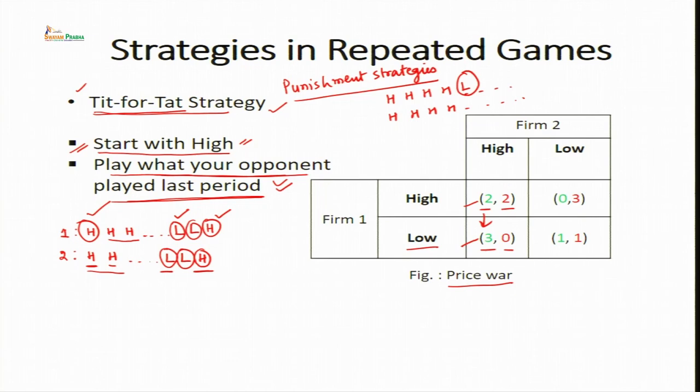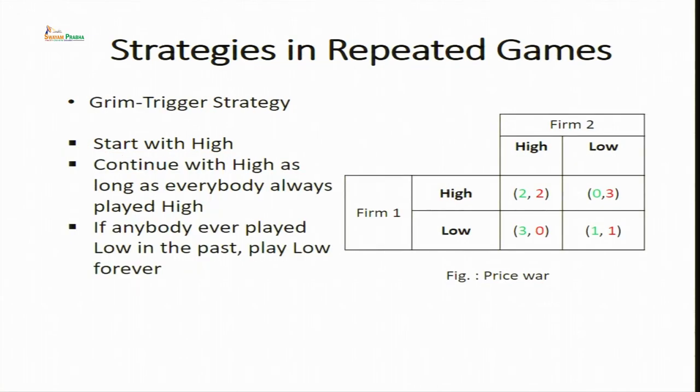Okay. There is one more similar strategy, it is called grim trigger strategy. Okay. So, this is more stringent compared to the tit for tat strategy. So, again we will take the same example. Okay. So, here what it tells is that start with high, okay, and then continue with high as long as everybody always played high. Okay. And if anybody ever played low in the past, play low forever.